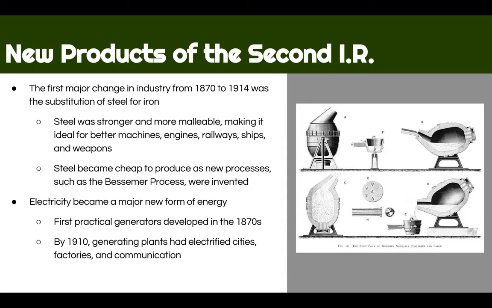Also, electricity becomes the new form of energy. So we have the first practical generators developed in the 1870s, and by 1910 we see generating plants that electrified cities, factories, and communication. Some of these were generated by coal-fired plants, and then hydroelectric dams even are developed by the early 1900s.